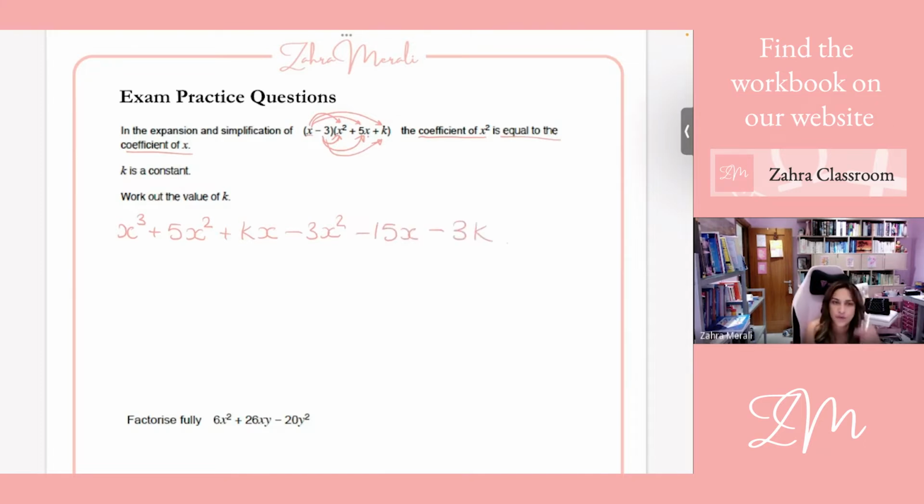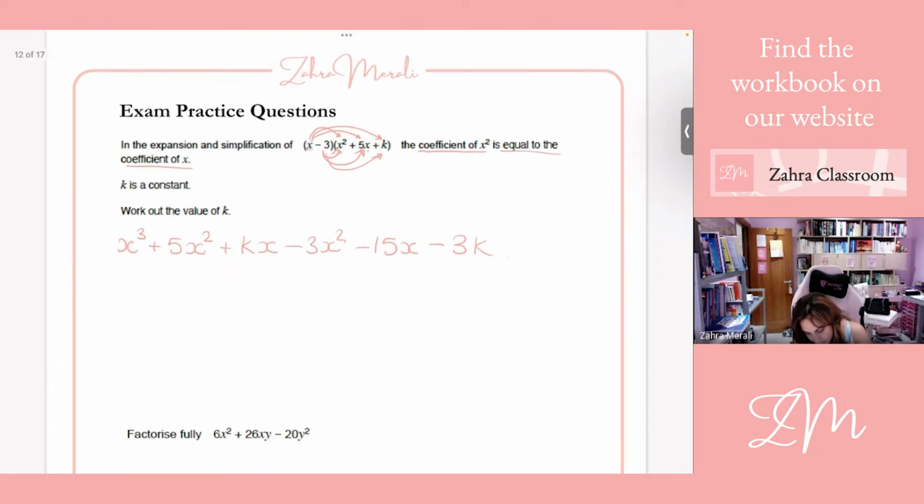And I'm told the coefficients, the bit in front of the x squared. So I've got 5x squared minus 3x squared. Right, so we've got 5 minus 3 to give me 2x squared. And I also am looking for the x's. So I've got kx and minus 15x. So I know that 2 is equal to k minus 15, so k must be 17. Add 15 on both sides.